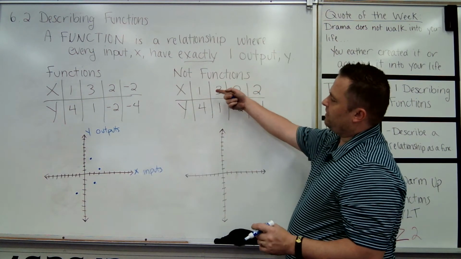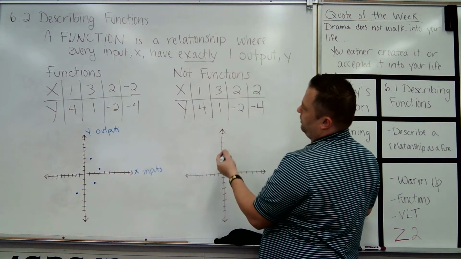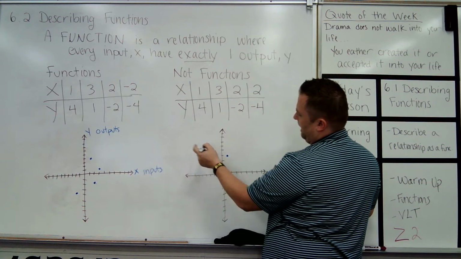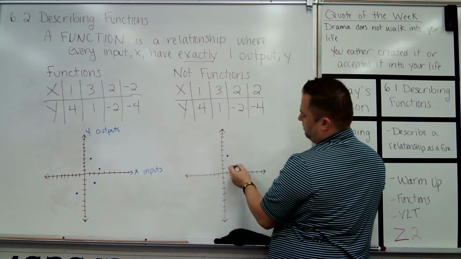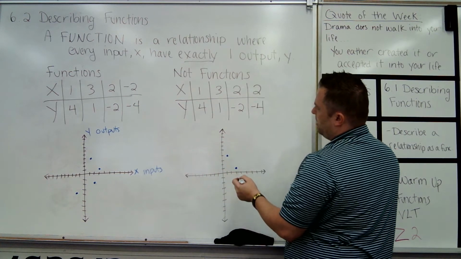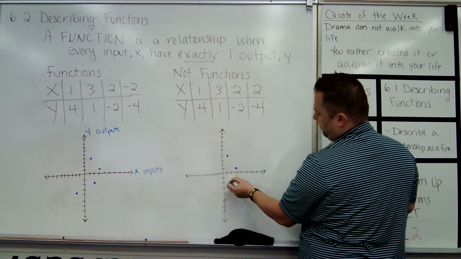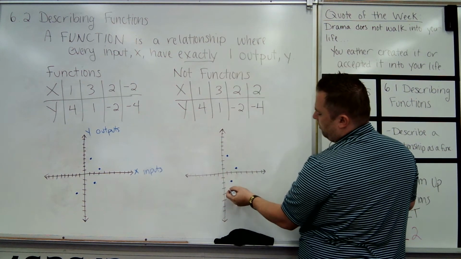Now, let's compare that to the graph of non-functions. Okay? Everything is the same minus these last two. So when x was 1, y was 4, so we still have the same point. When x was 3, y was 1. That's the same point that we had over there. When x is 2, y is -2, so that's the same point. However, when x was 2, we also had y is -4. So when x is 2, y is -4.